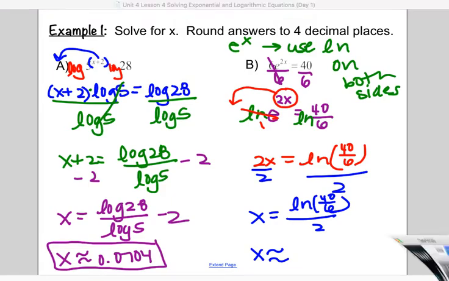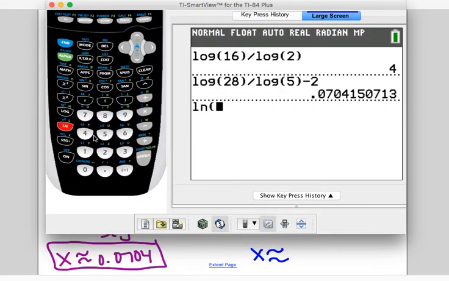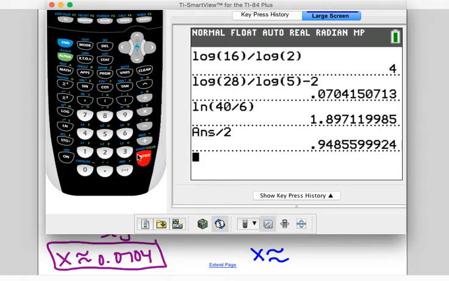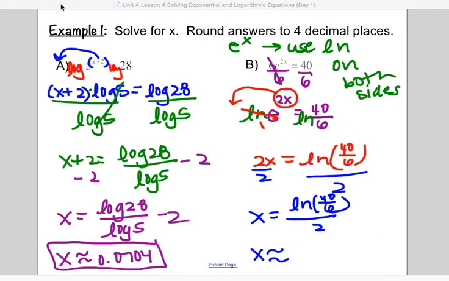So we would have ln, so left side 40 divided by 6. That's all on the inside of that ln. End your parenthesis, hit enter, and then divide by 2, hit enter. So 4 decimals. So we go to the 5th, which is this 5. So it would tell us to round this up to be 6. So 0.9486. That is my value for x, rounded to 4 decimal places.